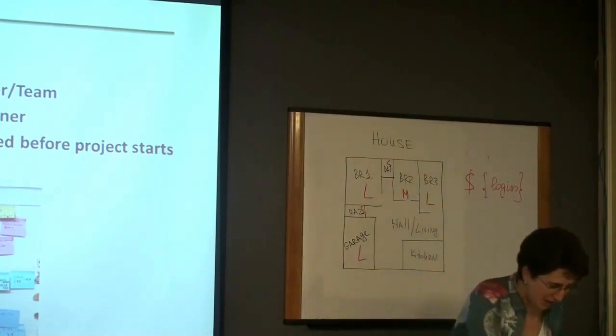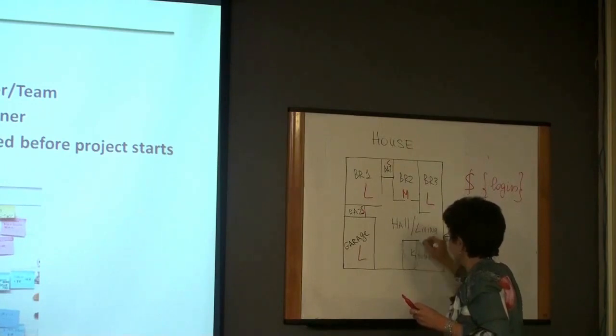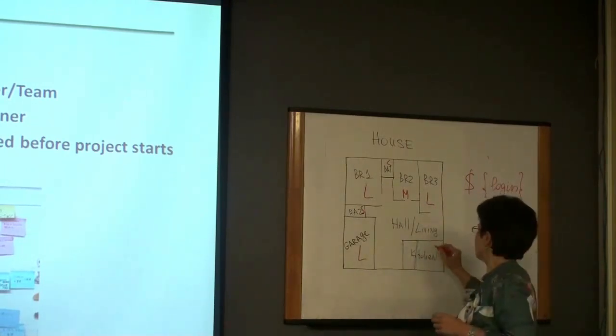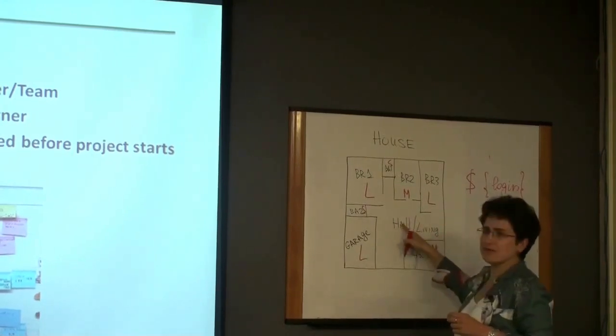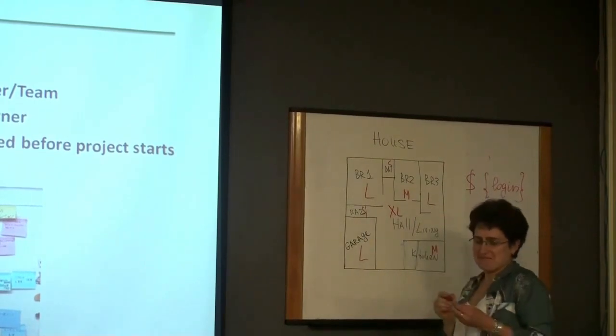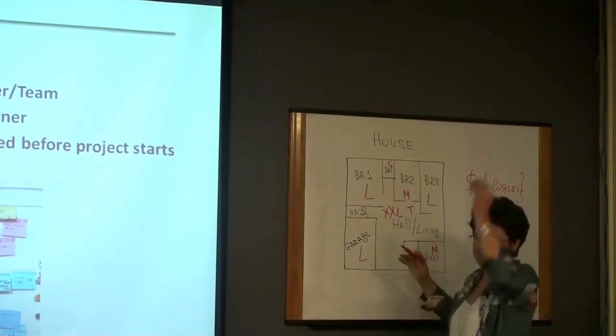Okay, I'll make it simple. I'll just move the wall, okay? I make kitchen here. Okay, this is your kitchen. So now what size is it? Medium. What about whole living room? Extra large. Right? Yeah. So XXL and tall, right? Because you have high ceilings.